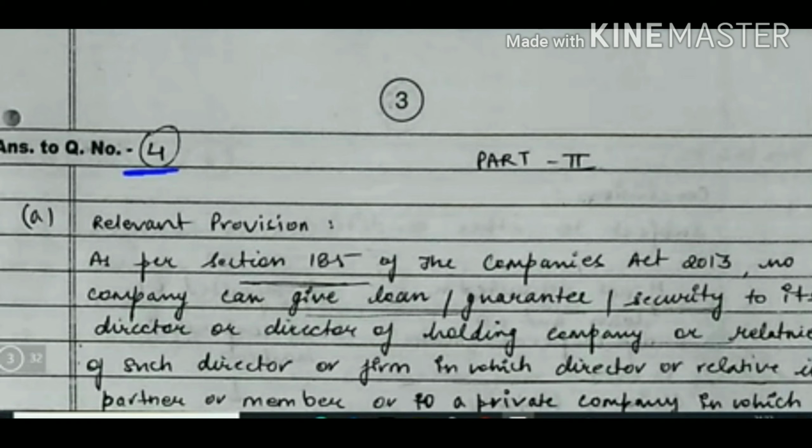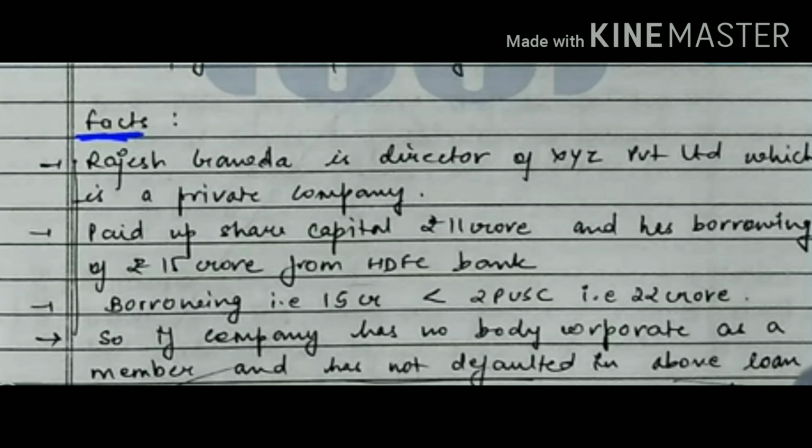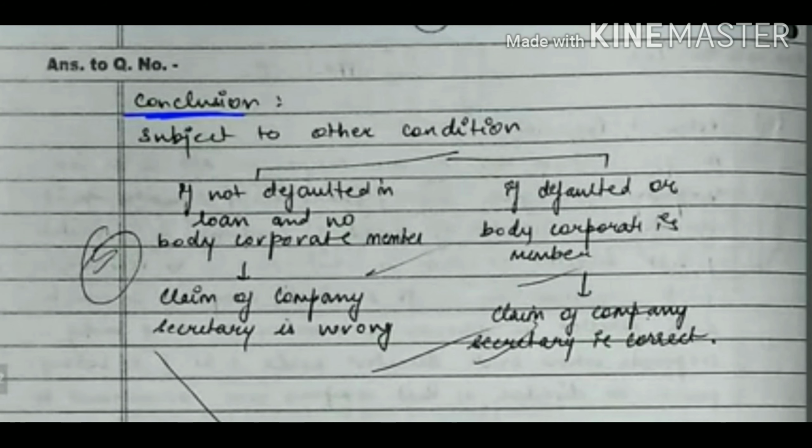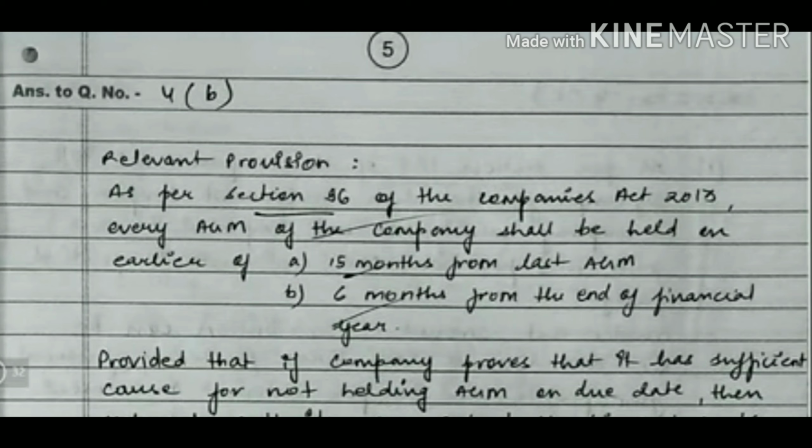Here the question number is 4A. After reading the case study, he first attempted the relevant provision of that case study, followed by the facts of the case. Here you should observe that you shouldn't write in paragraphs; you have to write in bullet points, by which the examiner will easily understand the main points of the case, and then followed by the conclusion. So the format is first relevant provision, followed by facts of the case and then conclusion, by which the examiner can understand the case study in an easy manner.